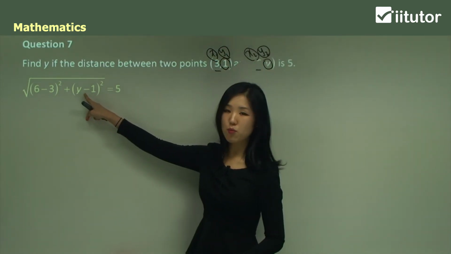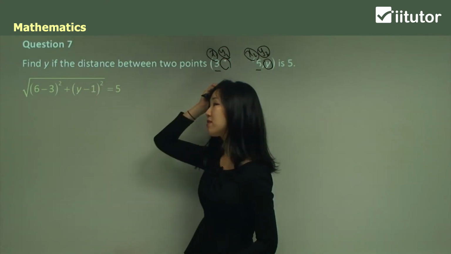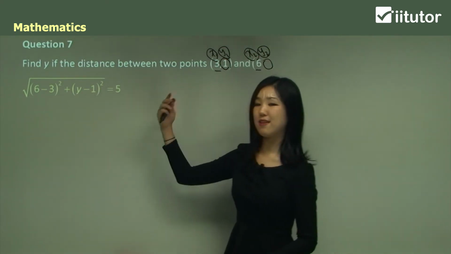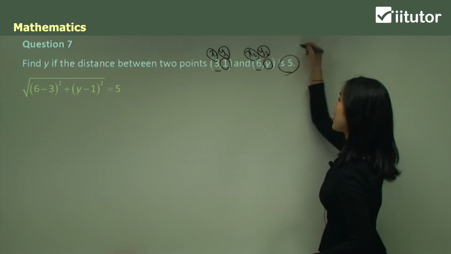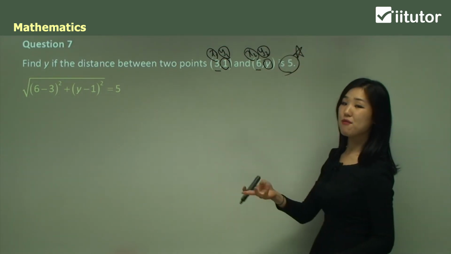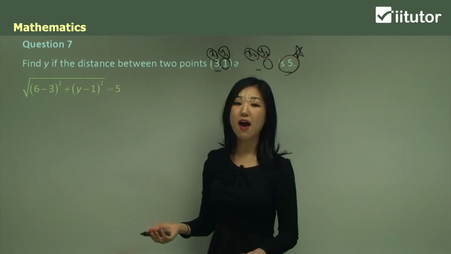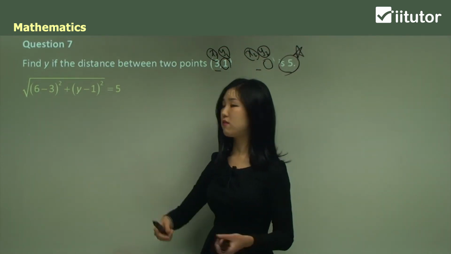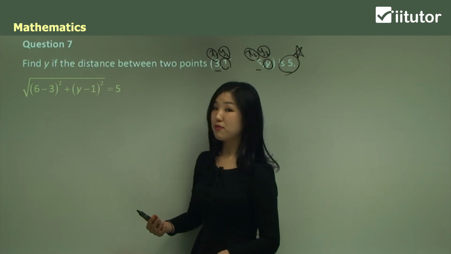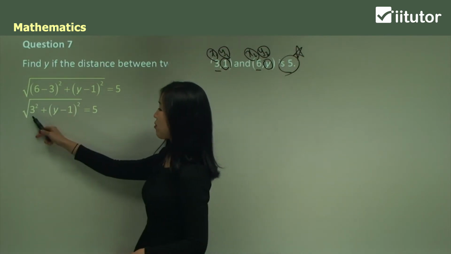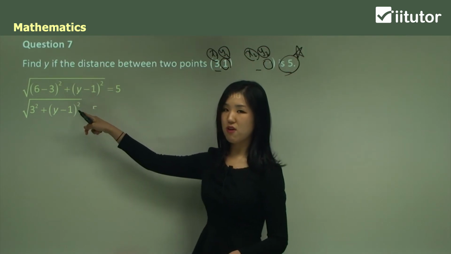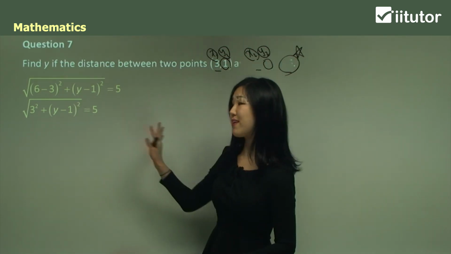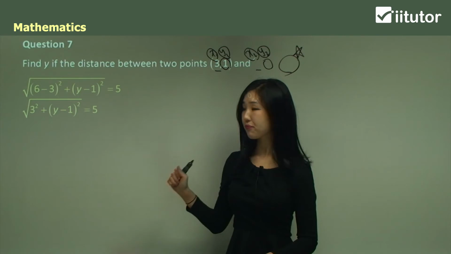Just leave it in terms of y. I know that we don't have y, but just leave it as y. y minus 1 and then squared. That distance is 5. They give us the distance this time, it's 5. So I'm going to let that whole thing be 5 instead of d for distance. Now guys, simplify it. We know that 6 minus 3 is 3, so we have 3 squared. And this one we can't simplify any further because it's got that y in it. So just leave it as it is, just don't touch it for now.